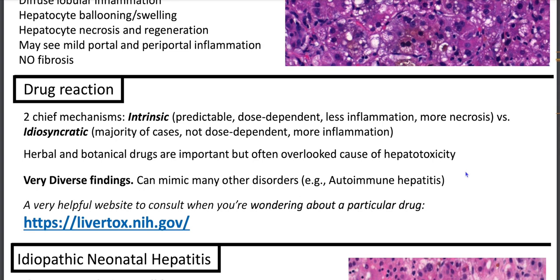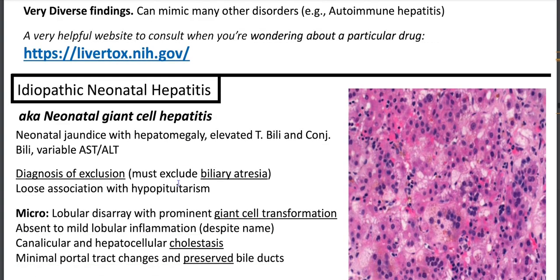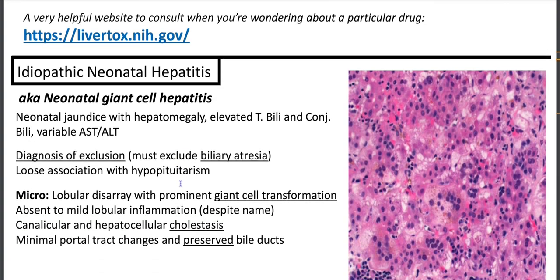Herbal and botanical drugs are an important but often overlooked cause of hepatotoxicity. There are very diverse histologic findings, so drug reactions can mimic many other disorders like autoimmune hepatitis, so it's not a bad idea to include in your comment section that your differential includes drug reaction. And if a patient is on a particular drug that you haven't heard about or you're not sure what the interaction is with the liver, check out this website. Idiopathic Neonatal Hepatitis, otherwise known as neonatal giant cell hepatitis.